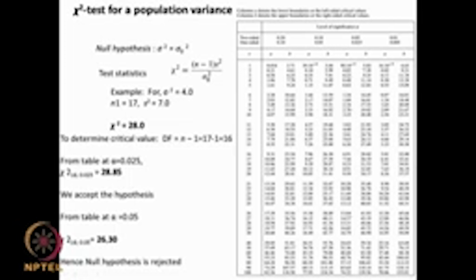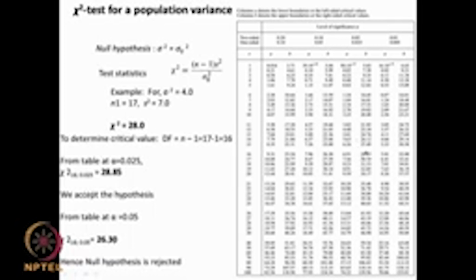Two-sided 95%, that is this place, okay, two-sided 95% is this place, okay, one-sided 95% will be this column. So, two-sided 95, so we will go here, it is 28.85, okay. So, we calculate as 28.0, see we accept the null hypothesis, okay, for a one-sided test or a two-sided test.